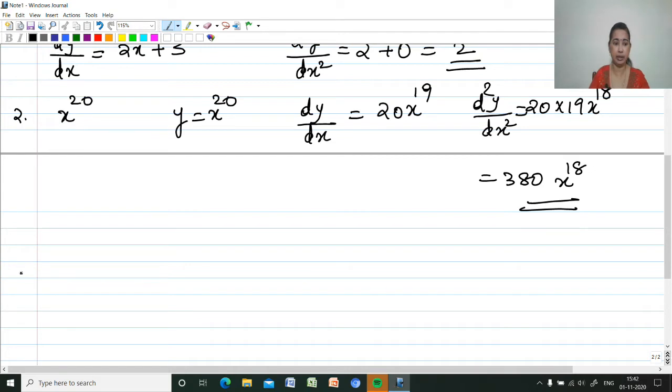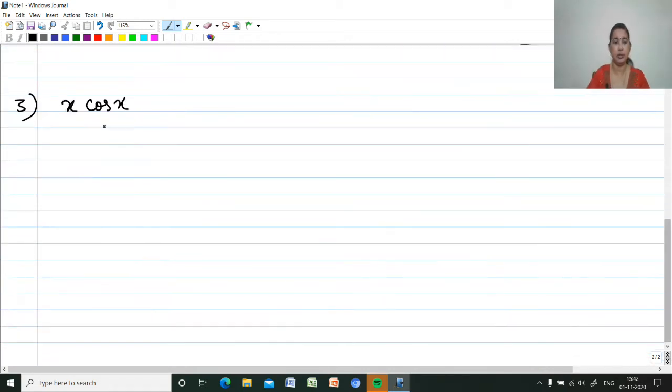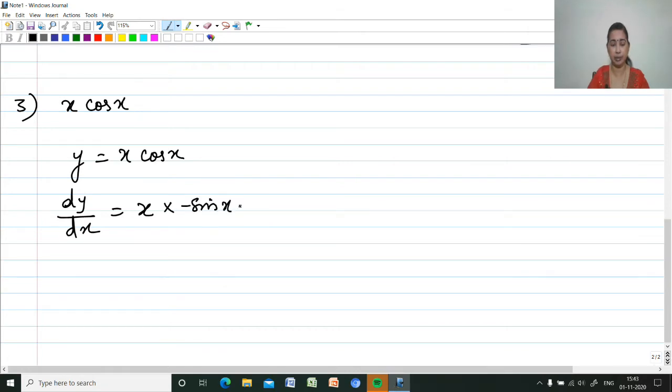Now question number 3, x cos x. Let y is equal to x cos x. So dy by dx equal to, we have to differentiate using product rule. So first function into derivative of the second, derivative of cos x is minus sin x, plus second is cos x into derivative of first is 1. So that is equal to minus x sin x plus cos x.